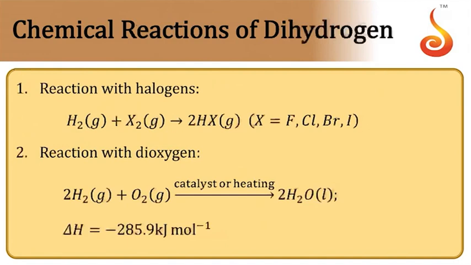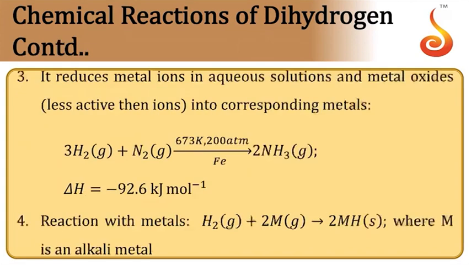Then coming to chemical reactions of hydrogen. Hydrogen reacts with the halogens to produce hydrogen halides. These are simple reactions: H2 plus X2 gives HX. It reacts with oxygen to form H2O: H2 plus O2 forming H2O. It is highly exothermic in nature. Then it reduces metals in aqueous solutions and metal oxides of metals less active than iron.